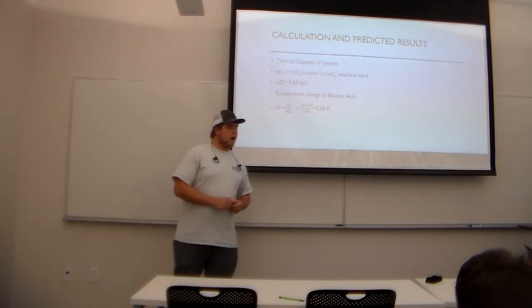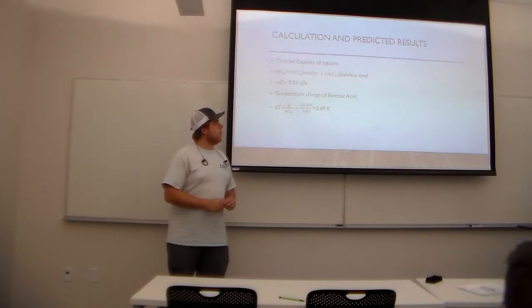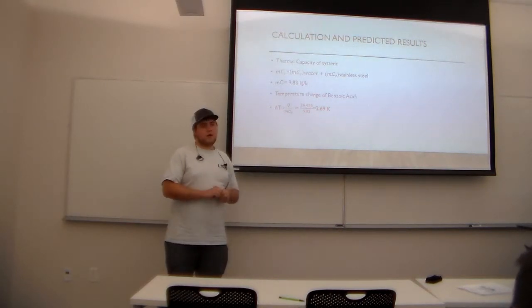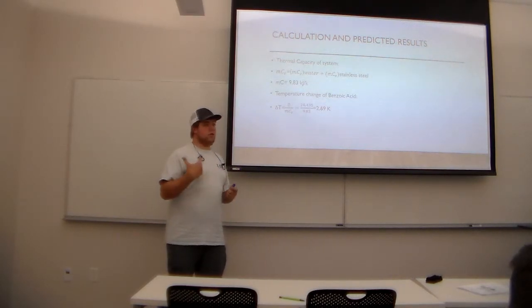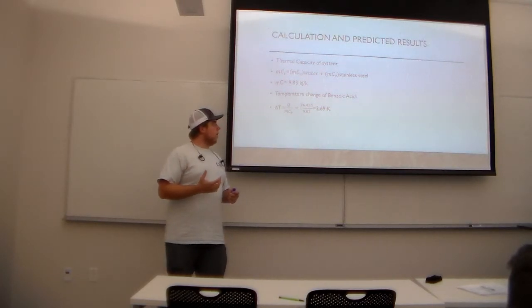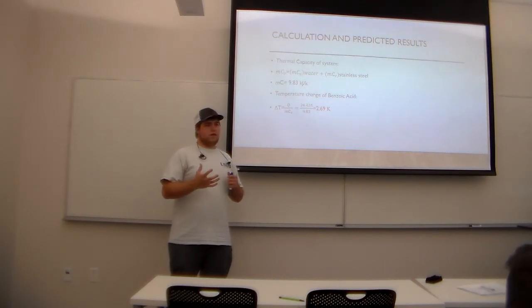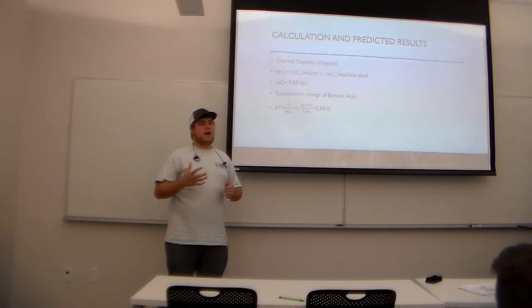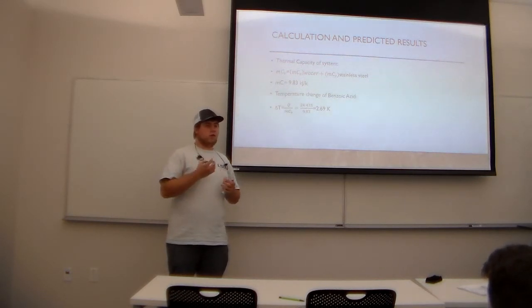So this is just some basic calculations and predicted results. Obviously, you want to find the MCV of the actual bomb itself, because the heat will be going through the bomb into the water, which is where the temperature is actually being read. And then we want to use the benzoic acid, which is our control sample, and you find the delta T with that, and from there, that's how you know, when you use your actual candy sample, how you can figure out the heat from that.